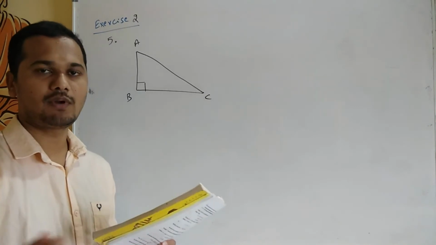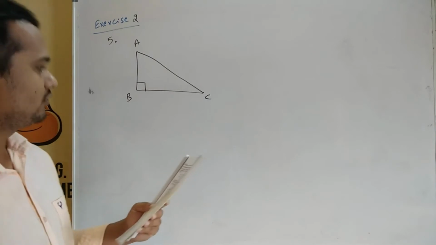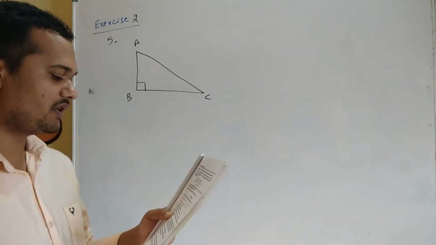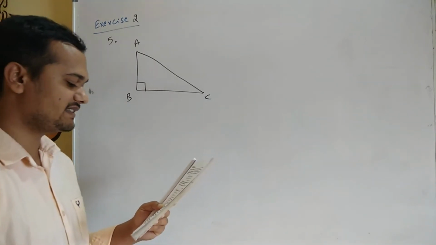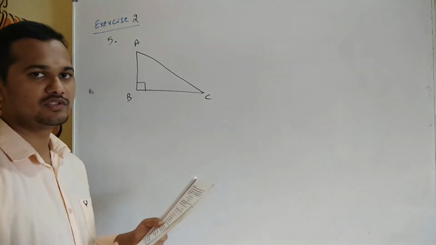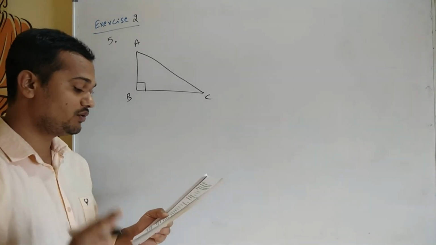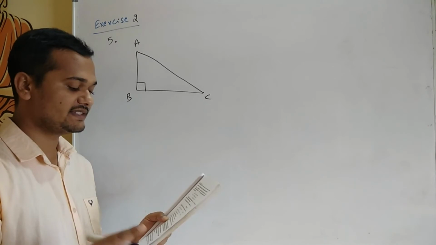I will solve the fifth problem from exercise 2, that is a triangle problem. I will read out the problem. The altitude of a right angle triangle is 7 cm less than its base. If the hypotenuse is 30 cm, find the other two sides. Okay. So first, note down whatever is given. The altitude of a right triangle is 7 cm less than its base.